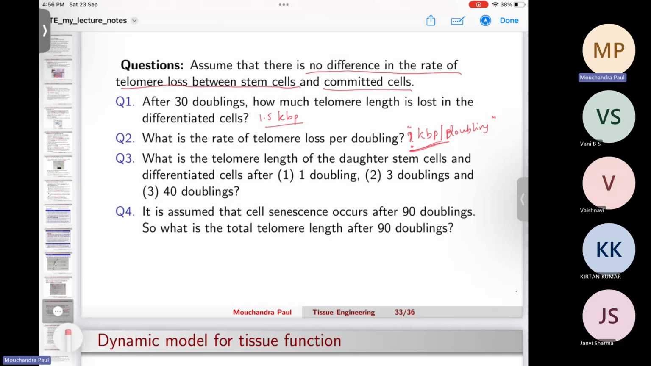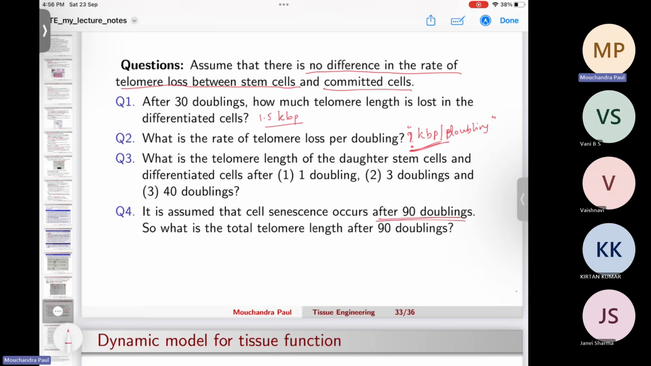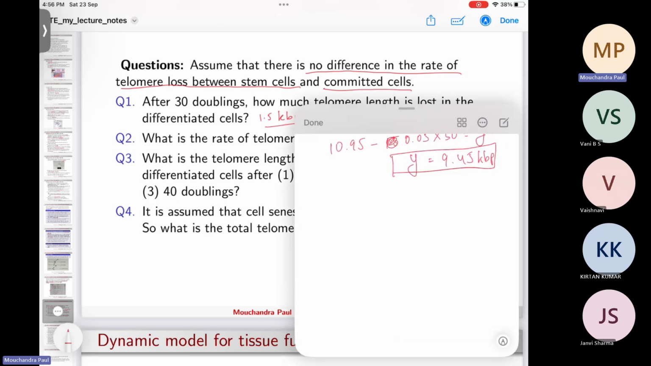Now for question 4, it is written that it is assumed that cell senescence occurs after 90 doublings. After 90 doublings, the cell undergoes the senescence stage, meaning it has become very old, after which the cell will start dying. So what is the telomere length after 90 doublings? You have to find this out. So y is equal to 90.